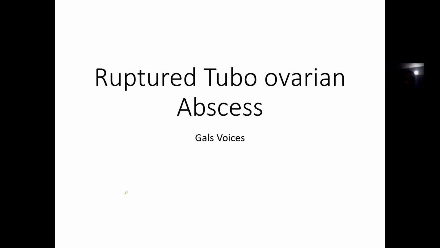For the next thing we are considering, we are discussing what is known as a ruptured tubo-ovarian abscess. So you have a tubo-ovarian abscess. When you say tubo-ovarian, that means there's an abscess in the fallopian tube and the abscess is tracking down the ovaries. Do you understand? So an abscess is a collection of pus.